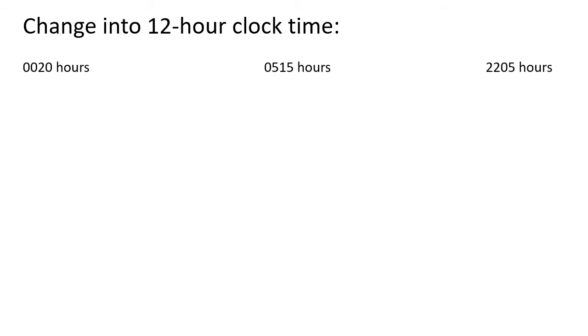Next question is to change into 12-hour clock time. Now we have to change the given time into the 12-hour clock. So first is 0020 hours. We know that the first two digits represent the number of hours. Here the first two digits are 00. So it means it is the time after 12 midnight, because 00 is used in the 24-hour clock to represent 12 midnight. So in place of 00 we will write 12. Now here 20 represents the number of minutes, so after 12 we write 20. So 12:20. Now it is the time after 12 midnight, so we will use AM here, which means 0020 hours is equal to 12:20 AM.